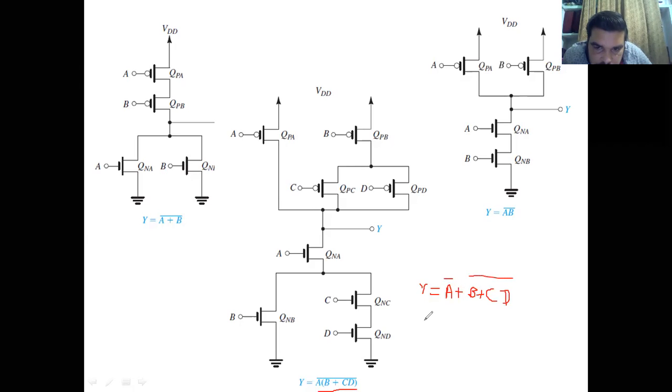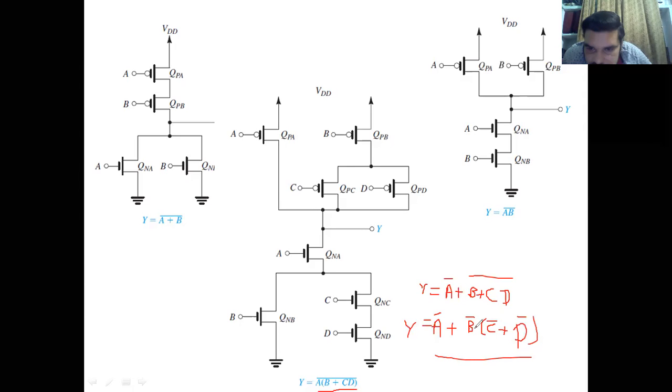By further simplifying it, you will get A bar plus, again applying De Morgan's theorem here, B bar dot CD whole bar. CD whole bar can be written as C bar plus D bar. Now you can see that all individual inputs have been complemented. So this is what we need to design the pull-up network.